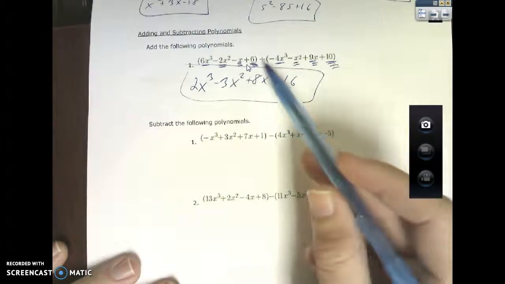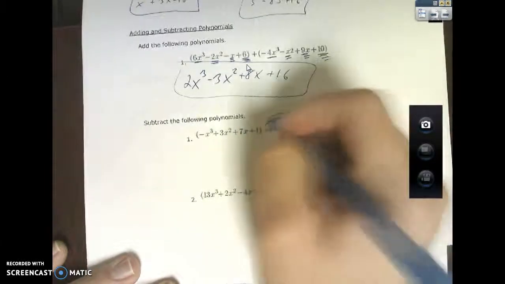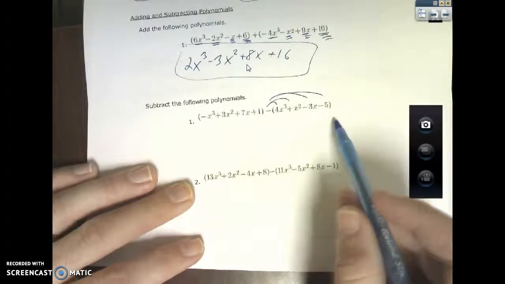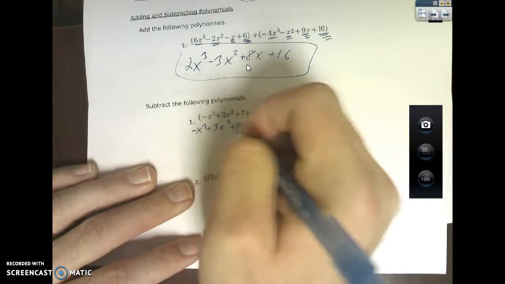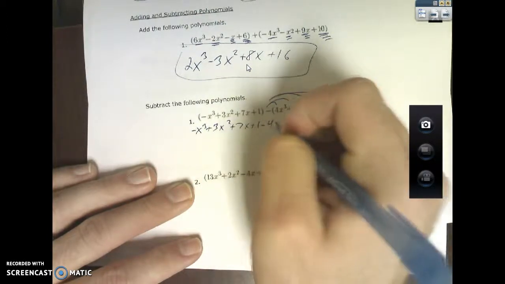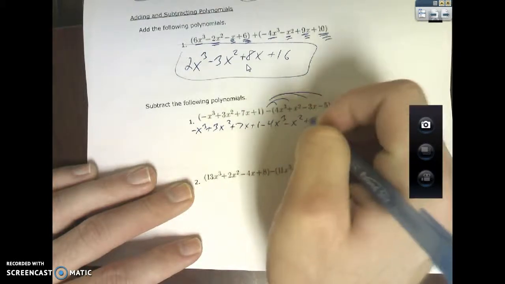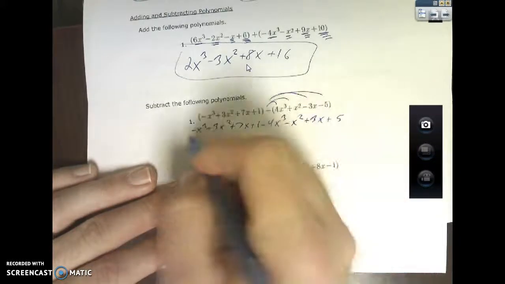Okay, so the only difference down here is, please note, this was a plus sign. None of the signs changed. This is a minus sign. That means every sign thereafter needs to change. So the first part stays the same. Over here, I change all my signs. And then I go back to the drawing board.